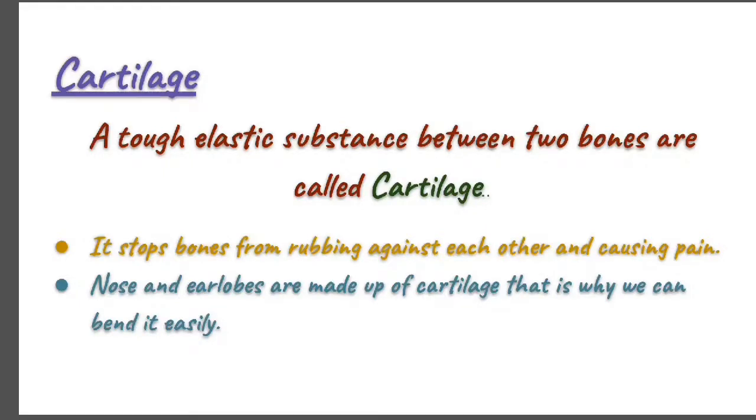If you touch your nose or earlobes, these are all made up of cartilage. That is why we can bend them easily, because it is a tough elastic substance. Elastic means flexibility, so it has flexibility, and you will not feel any kind of pain on a surface which has cartilage. You never feel any pain in twisting your nose or earlobes. That is why it is a tough elastic substance.